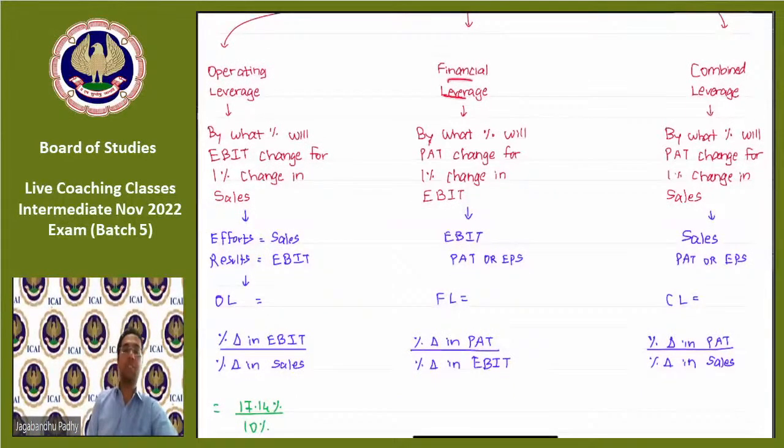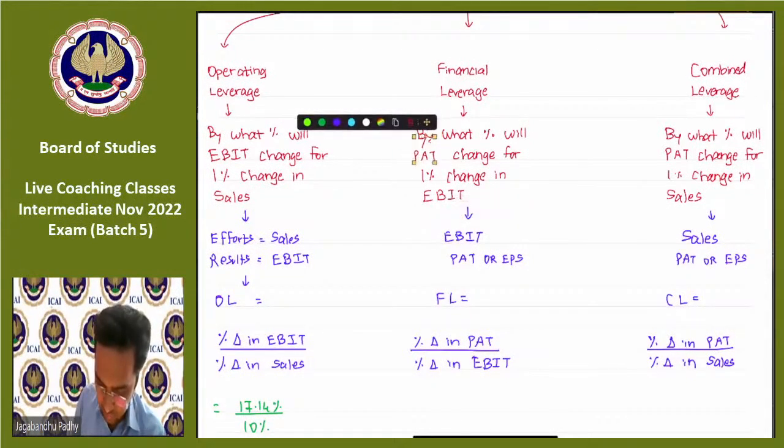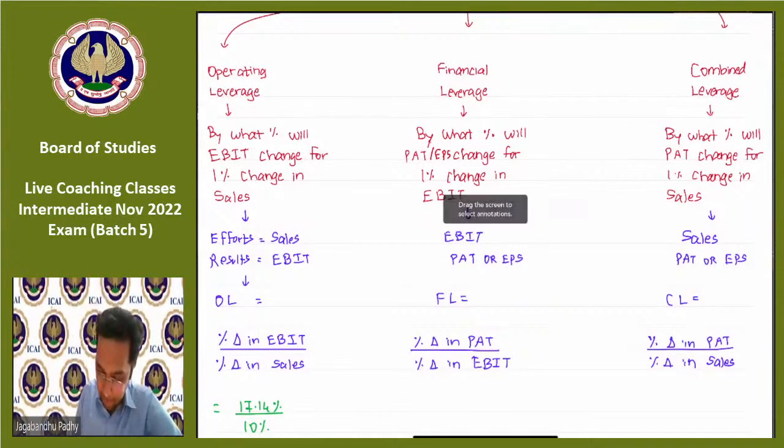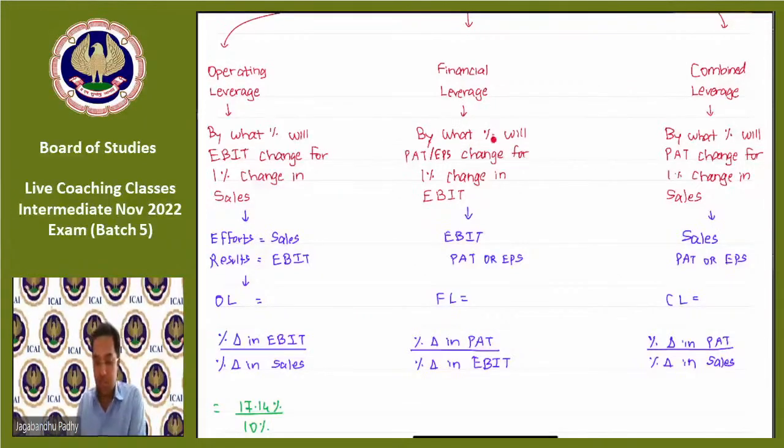Now, financial leverage, if you look at the definition, it says: by what percentage will the profit after tax, or the PAT or EPS, change for 1% change in the EBIT. Here the effort stands for EBIT, because when we are looking at the finance part, it has to begin from EBIT, since till EBIT everything is operating. So beyond EBIT we have to talk of effort. EBIT is the effort, and the resultant figure is the PAT or EPS.